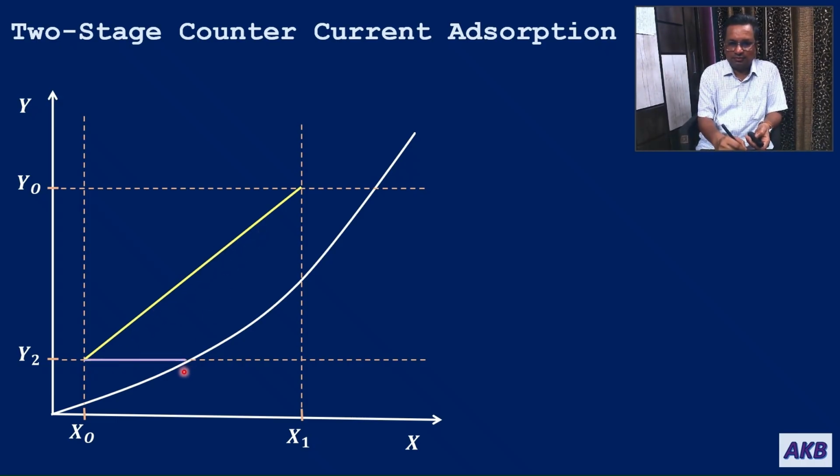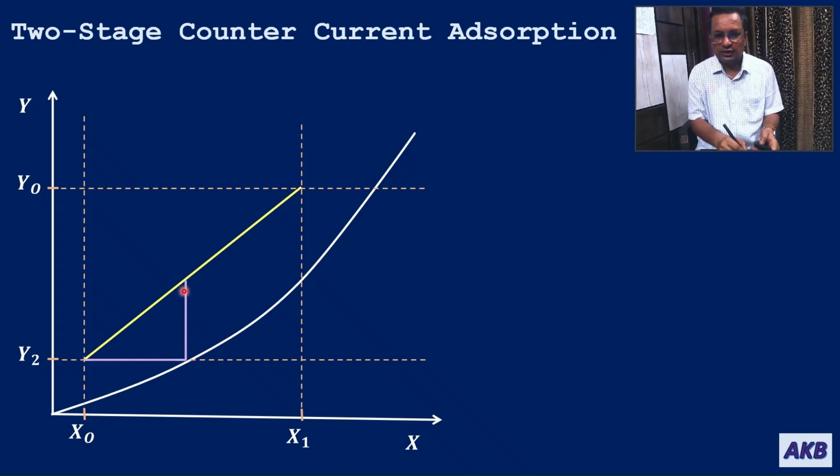And then you can draw the stages. You can start at the lower end of the operating line, and if you start constructing the stages, the first stage will be constructed in this way. You start at this point, Y2, X0, go to the equilibrium curve, and then move vertically to the operating line, then move horizontally to the equilibrium curve, and finally move vertically to the operating line.